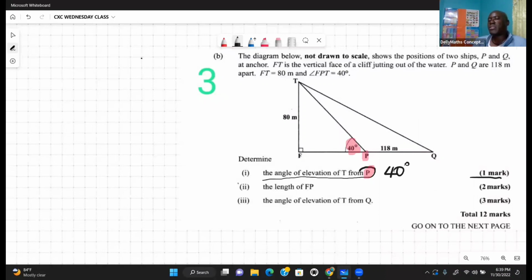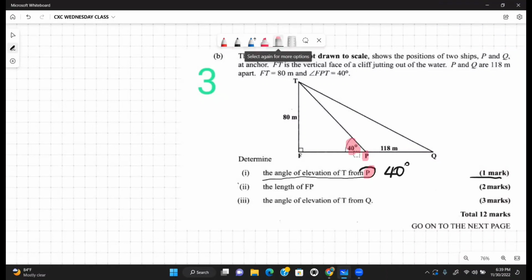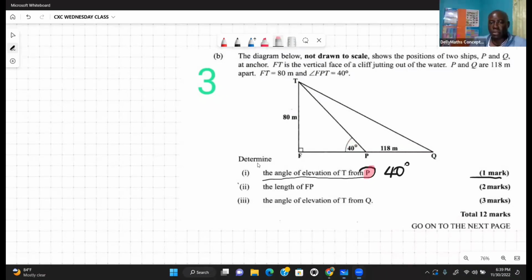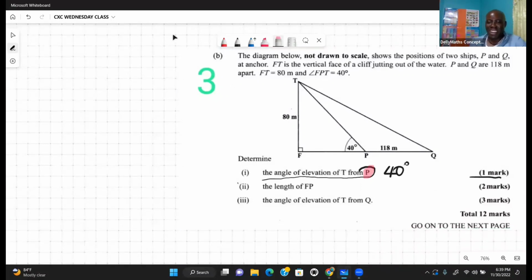This one, they wanted to see if you were able to interpret what you're looking at. All right, let's go. So we're talking about the angle of elevation of T, but from P. So you go to P, and there's the angle there, 40 degrees. You get your 1 mark.